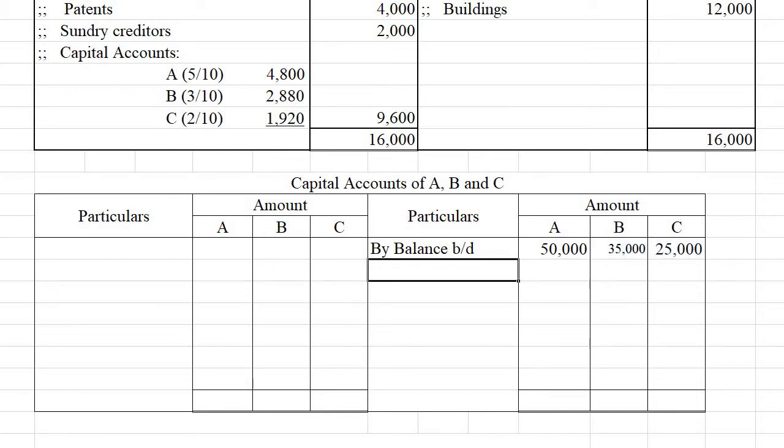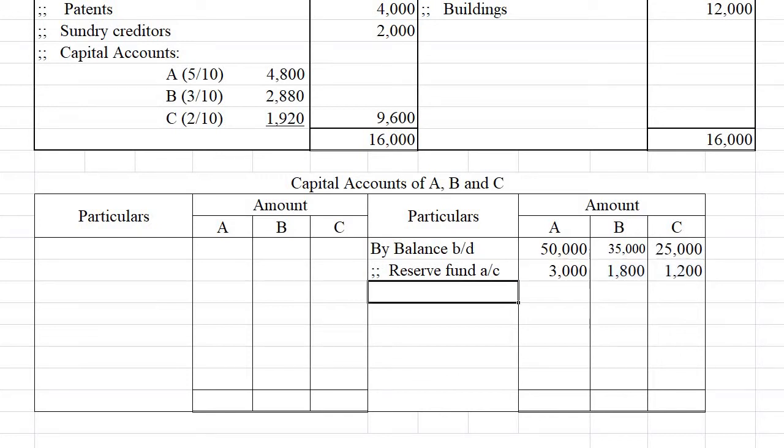Then in the balance sheet there is reserve fund. Reserve fund is to be shared among the partners, so we can write by reserve fund. Reserve fund we had 6,000. It will be shared among partners in their old profit sharing ratio. So 3,000, 1,800 and 1,200. The ratio was 5:3:2. Okay.